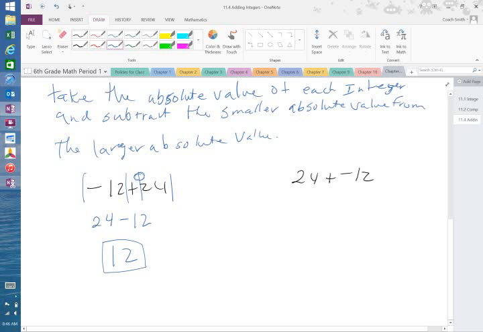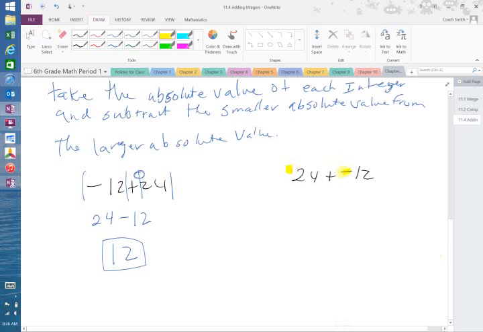Okay? Now, same thing here. I've got a positive and a negative. So I take the absolute value of 24, which is 24. I take the absolute value of negative 12, which is 12, and I subtract those two things. 24 minus 12, 12. The larger absolute value is still positive, so it's positive 12.